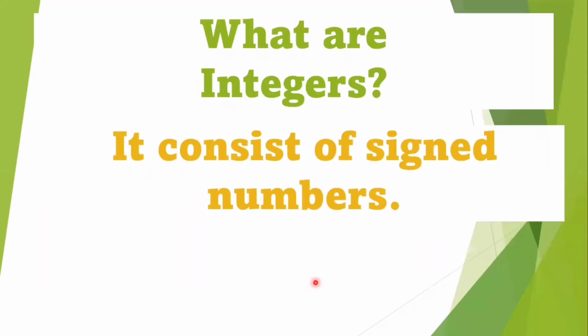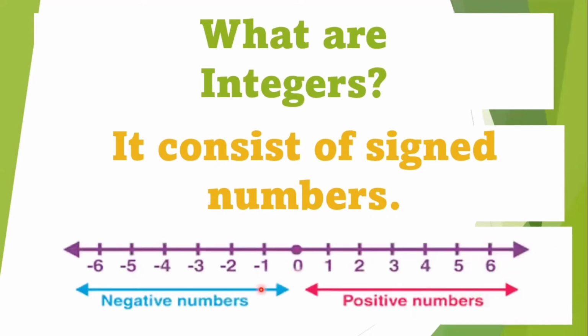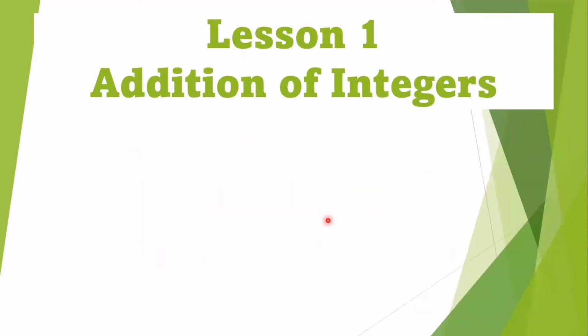Now let's start with what are integers? It consists of signed numbers. If you can still remember our topic on the number line, we have the negative numbers and positive numbers. So, yung negative numbers na yan at positive numbers na yan ay ang tinatawag nating integers or signed numbers. Now, are you ready? Our first lesson for the module 4 is addition of integers.